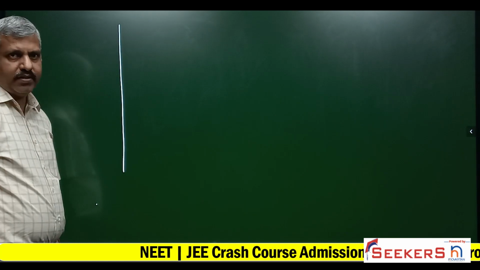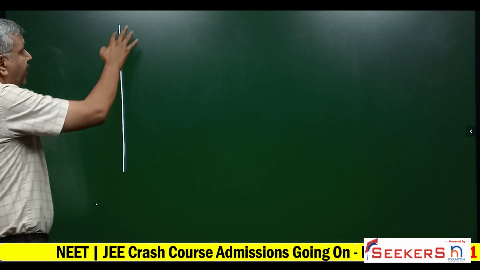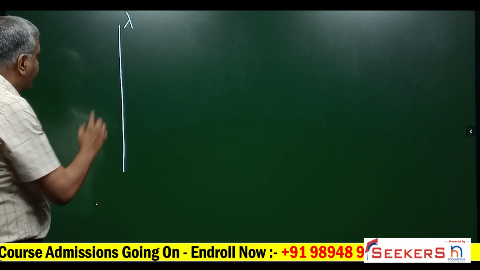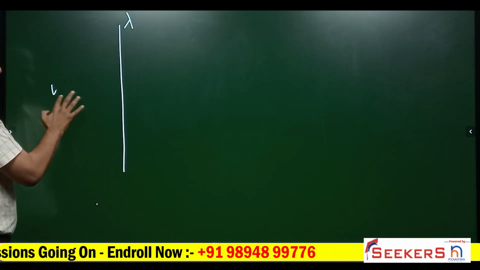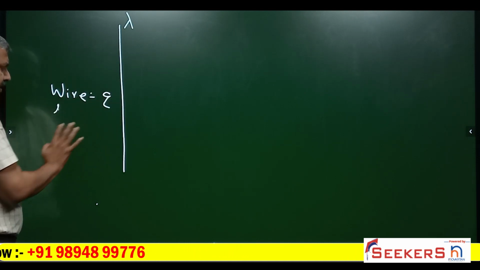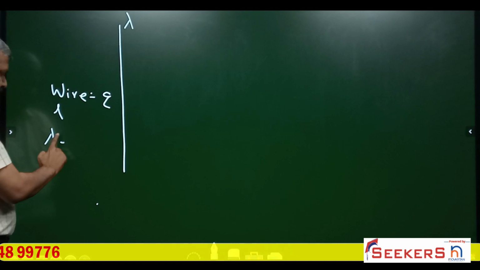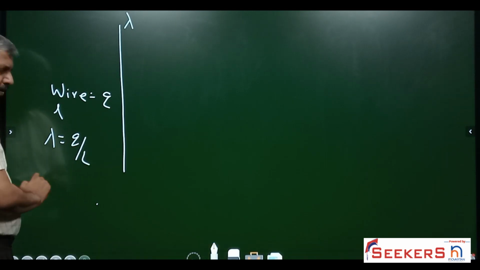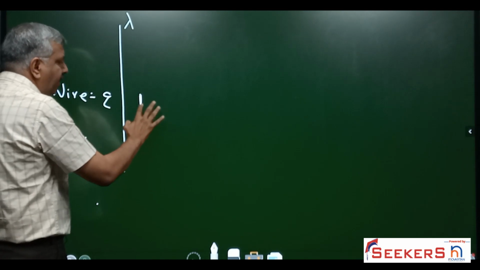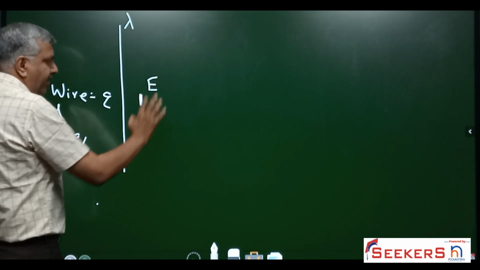Suppose I have a line charge here. Okay, so this is an infinite line charge. Let the charge density be lambda. Charge density means what? Suppose I have a wire. Suppose this wire is given a charge Q and it has a length L. Then the charge density lambda is equal to Q by L. Okay. Now the question is, this is infinitely long. At any point you want to know what is the electric field.